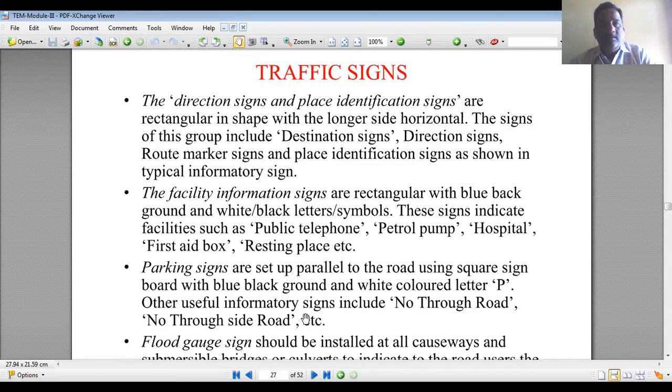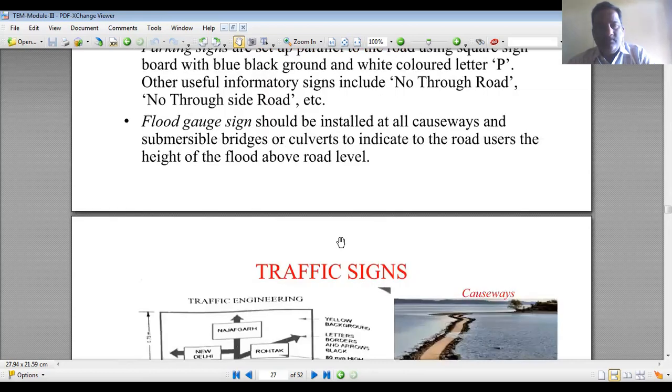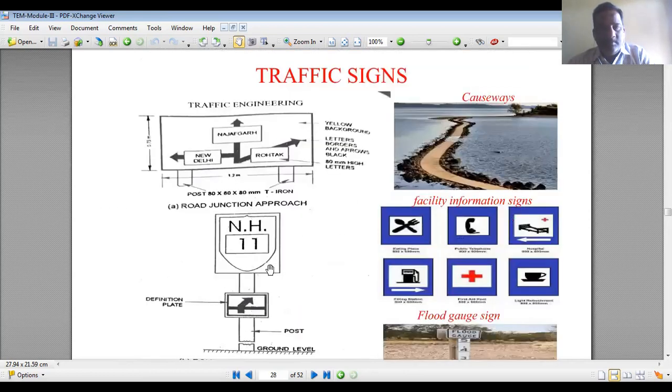See one by one. The direction signs and the place identification signs are rectangular in shape with the longer side horizontal. That means a rectangle has two dimensions, one lengthwise and one widthwise. Here, the longer side will be horizontal and the shorter side will be upwards. The signs of this group include destination signs, direction signs, route marker signs, and place identification, as shown in the figure. This is the road junction approach.